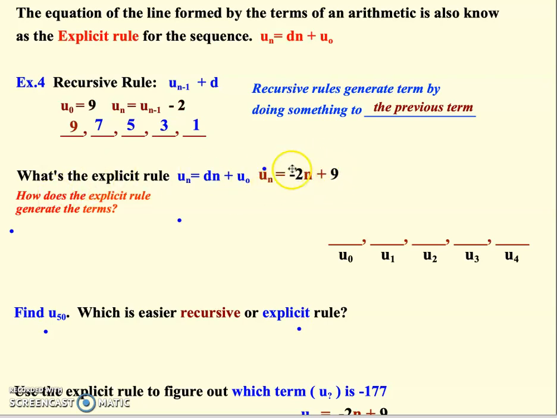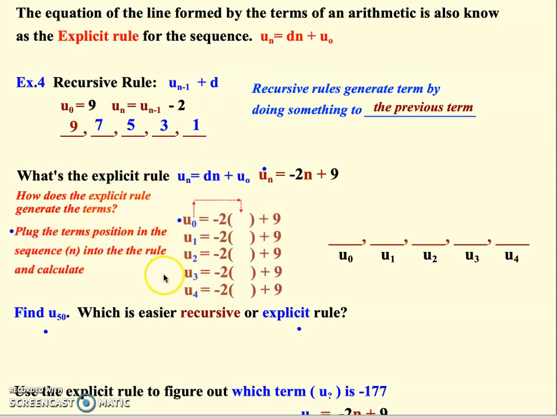So how does the explicit rule work? This substitution is no different than what I did in the previous slide. Like y equals mx plus b is dn plus u sub 0. So here it is again, dn plus u sub 0. We're just getting rid of the y and saying here's another way to generate the rule. Generate the terms by giving you an explicit rule. So the way it works is you actually plug in the term's position.